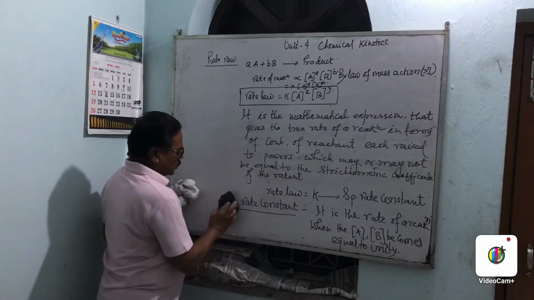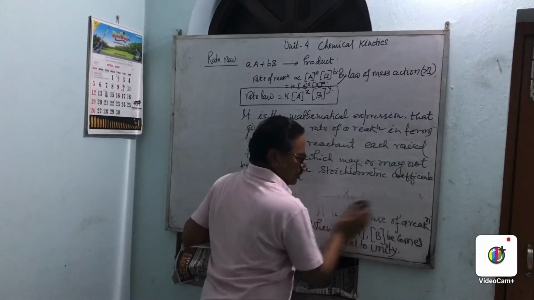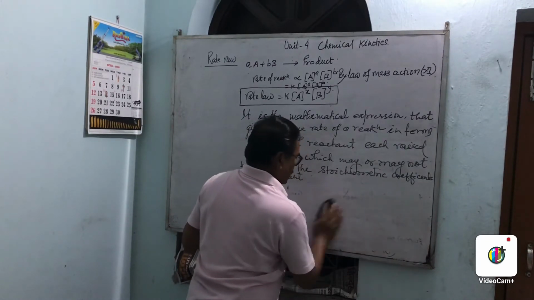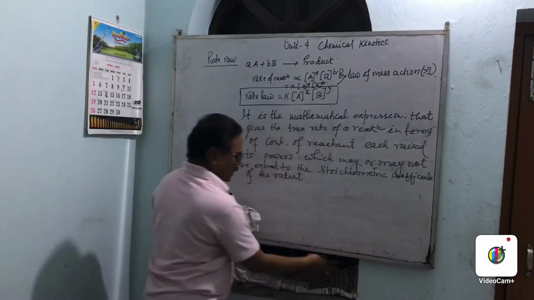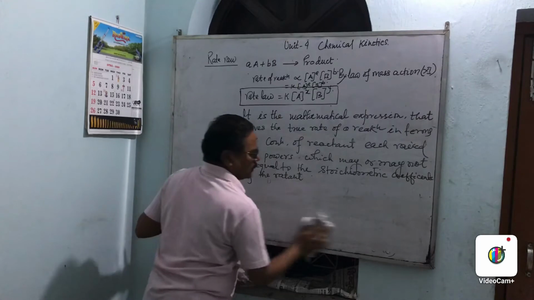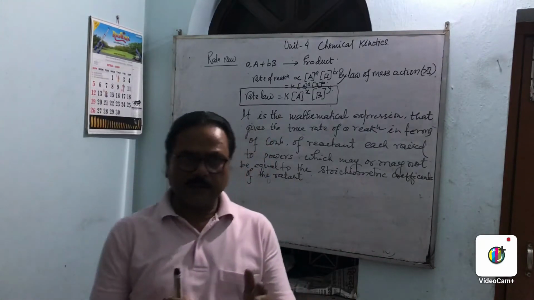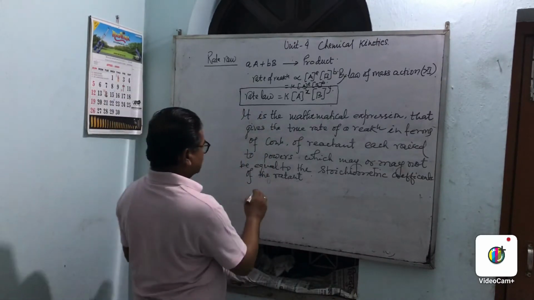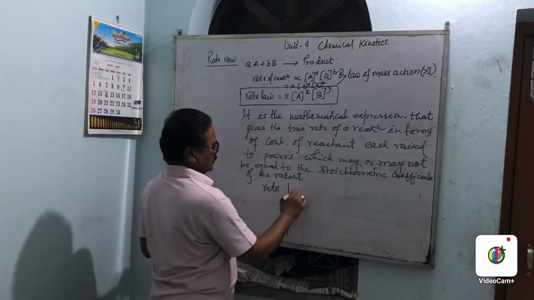So up to here, we are able to define the rate law, the rate constant, and the specific rate constant. Now, what is the difference between the rate and the rate constant? Suppose it is given: rate and rate constant.